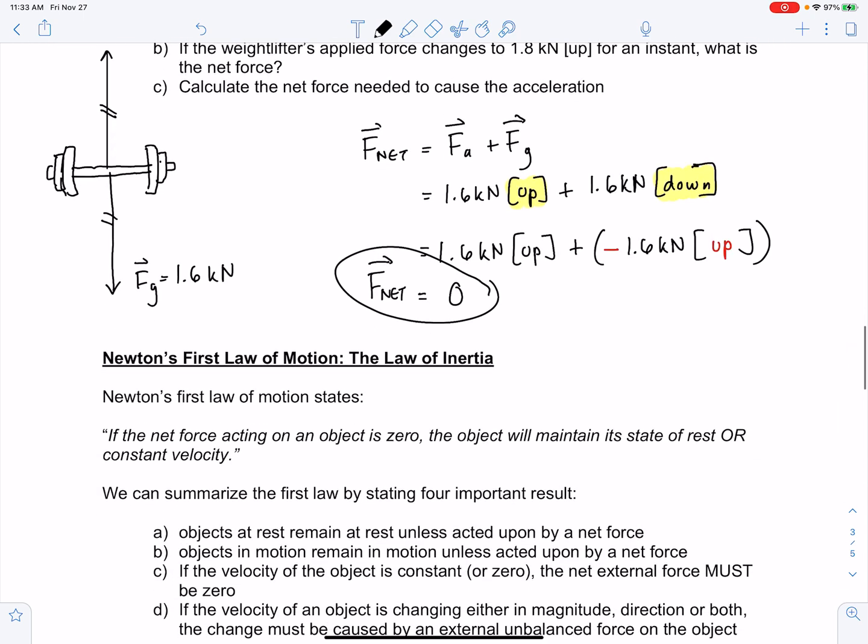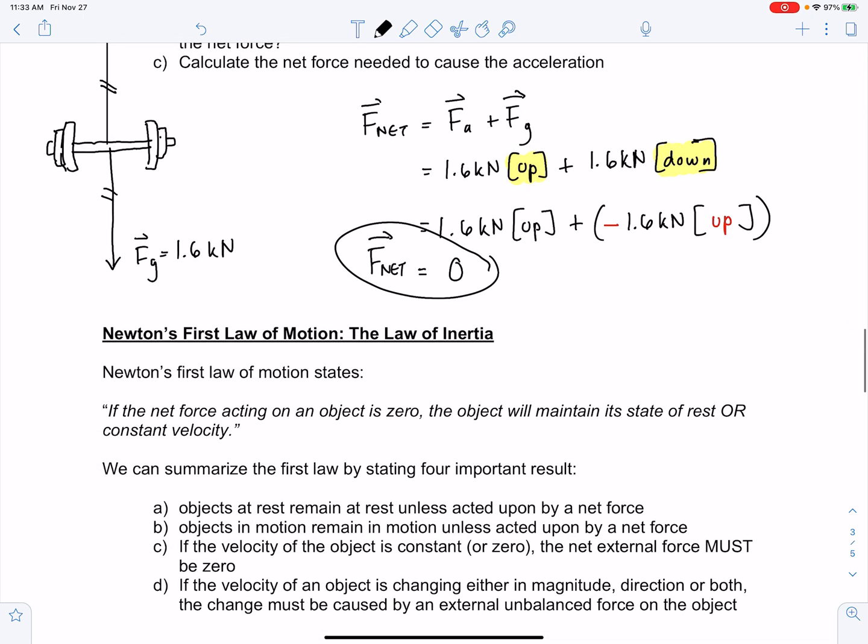Let's look at Newton's first law. It's your responsibility to know all three of Newton's laws. The first one is written like this. If the net force acting on an object is 0, the object has two possibilities for its motion. The object is either at rest or moving at a constant velocity.